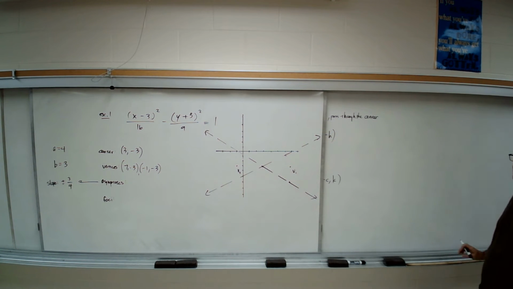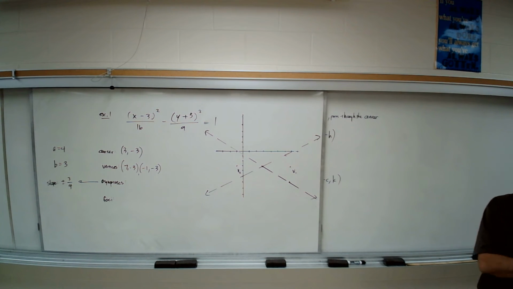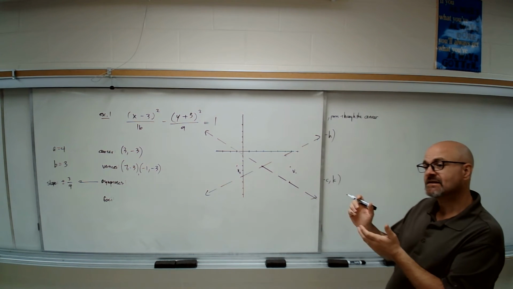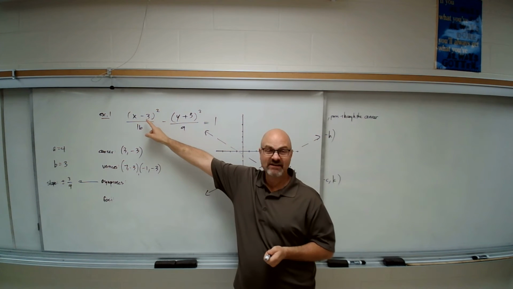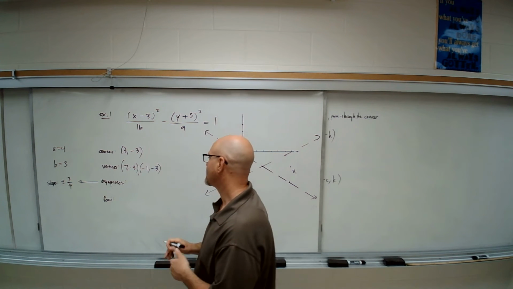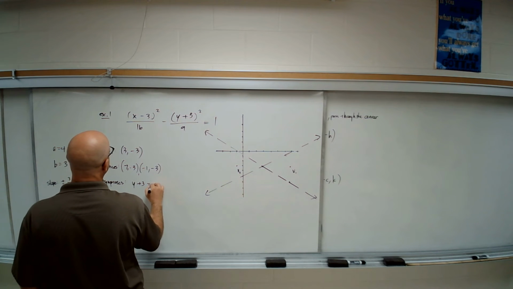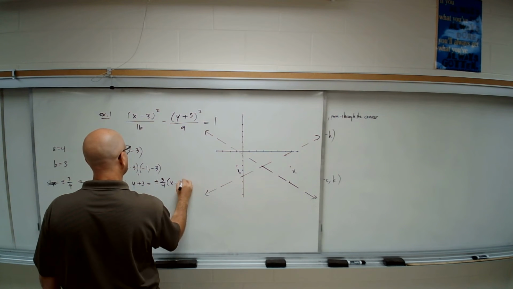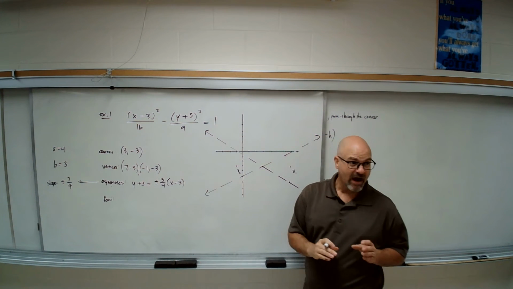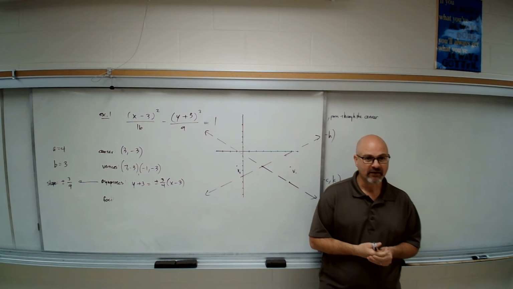Now to write those equations, if they were centered at the origin, it would just be y equals 3/4 x, and y equals negative 3/4 x. But because it's shifted, instead of saying just y, we're going to say y plus 3. Instead of saying just x, we're going to say x minus 3. So the equations of the asymptotes would be y plus 3 equals plus or minus 3/4 times x minus 3. So just write it in point slope. It's super easy to write that way.